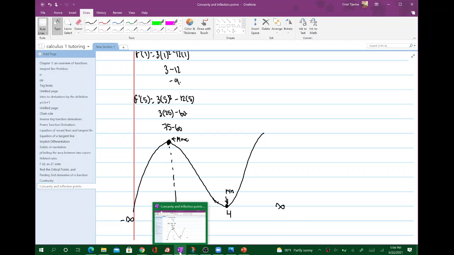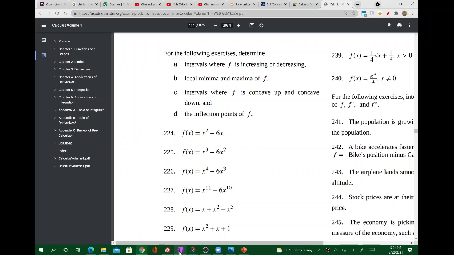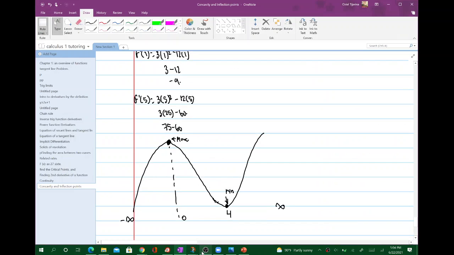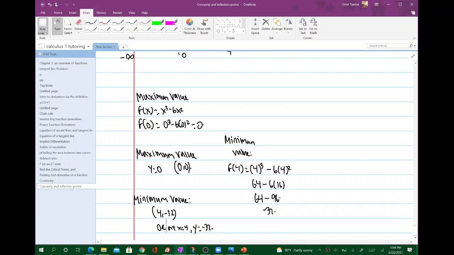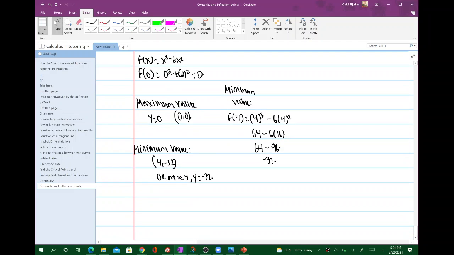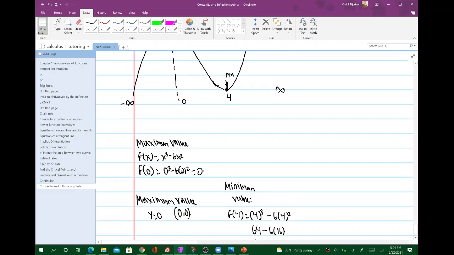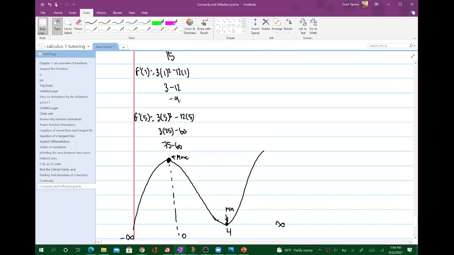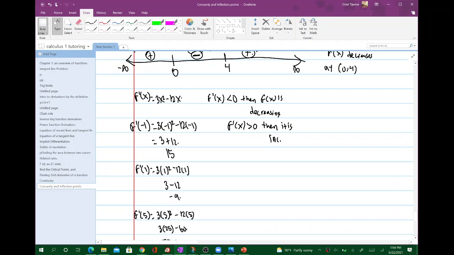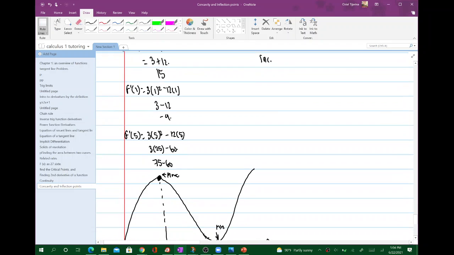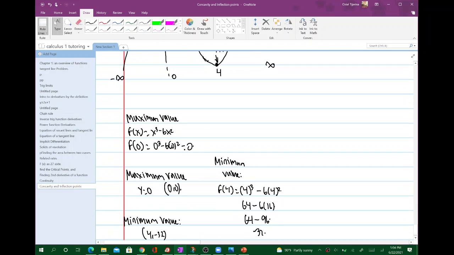Let's see. And now the inflection points. This is literally the last part. The inflection points are just going to be wherever f double prime of x equals 0. So we know what f prime of x is. Now we want to know where f double prime of x equals 0.